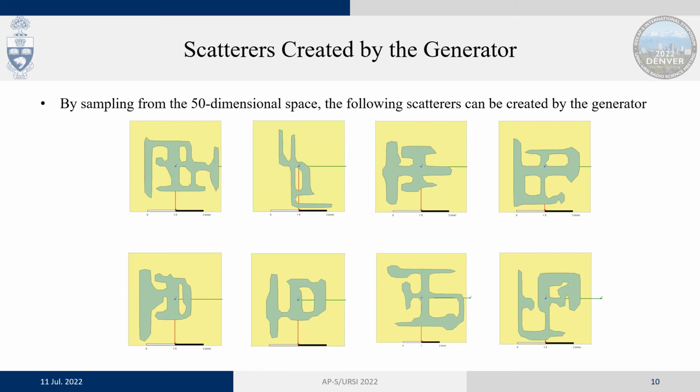After the training of the GAN is done, we can use the generator to produce new shapes of scatterers. For example, you can see 8 samples here, created by feeding the generator 8 50-dimensional vectors. While these scatterers resemble the features of the Jerusalem cross or meander line, they are uniquely shaped such that they can explore the design space for us. And that is exactly what we needed.